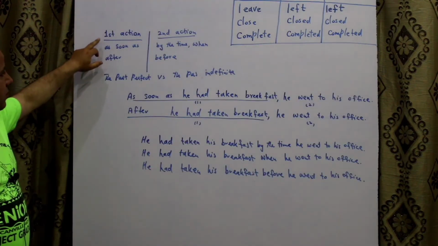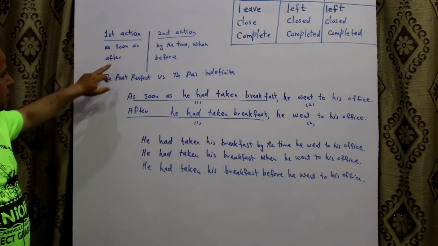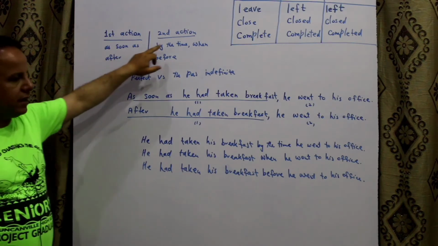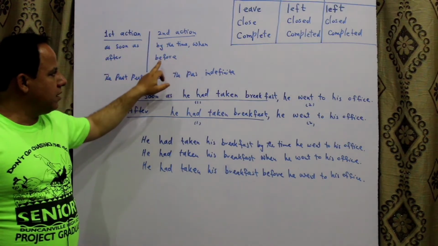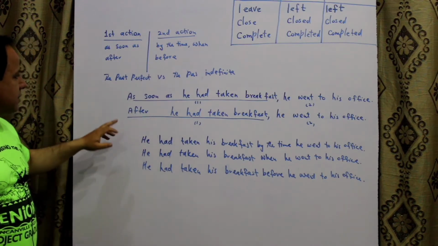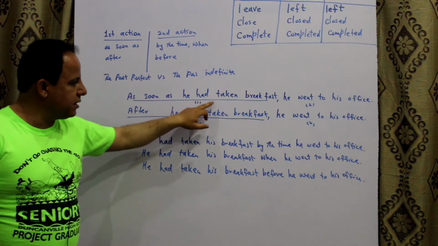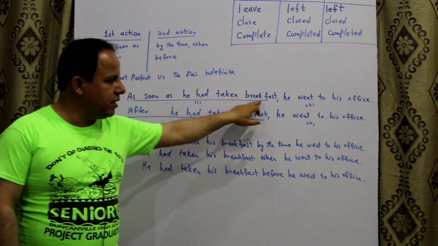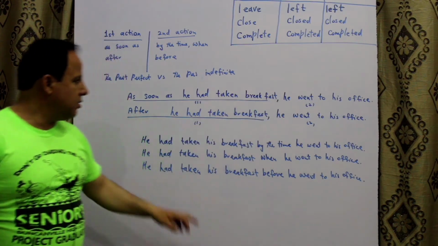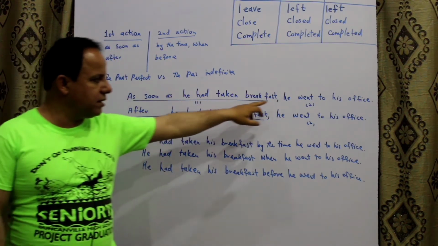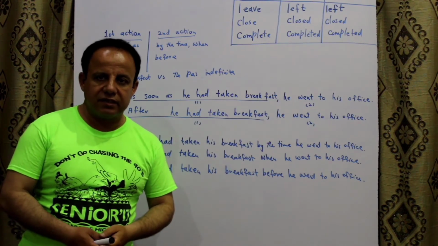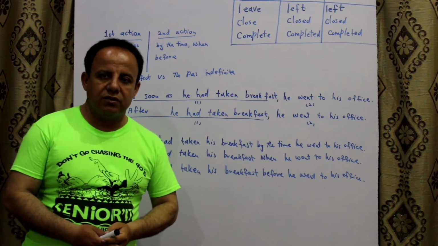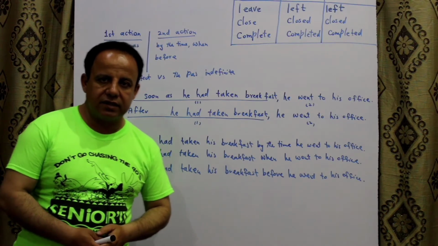With first actions we use as soon as or after. With the second action we can use by the time, when, and before. Now there are some examples. As soon as he had taken breakfast, he went to his office. Now this is the first action and that is the second action. Taking breakfast is the first action, and going to his office is the second action.